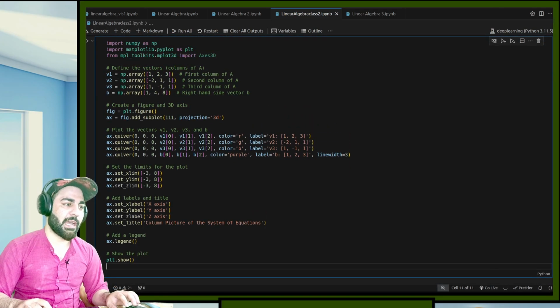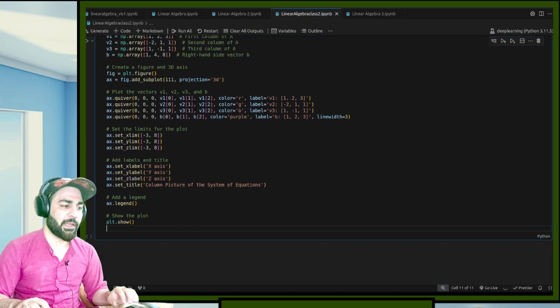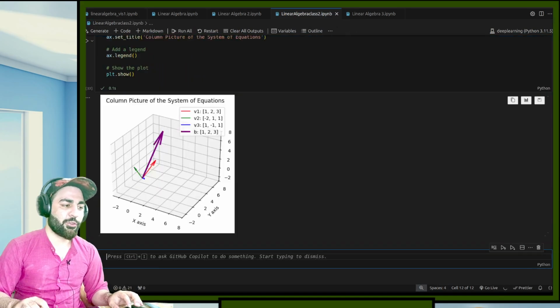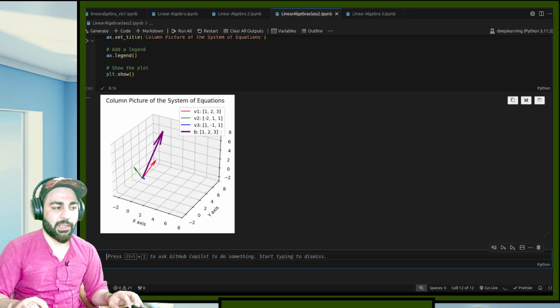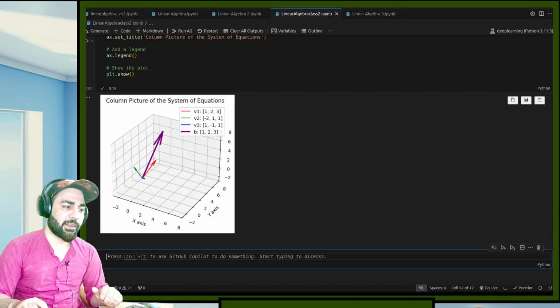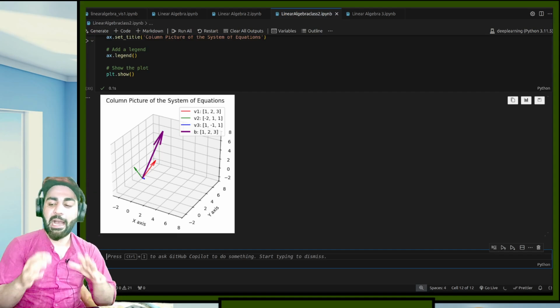So if you see this, I computed this v1, v2, and then b, and then I'm doing this. You can see these three vectors. This vector is vector v1, vector v2, and vector v3. There are four, and this b is the solution. This b is where I have to reach. I have to take a linear combination.